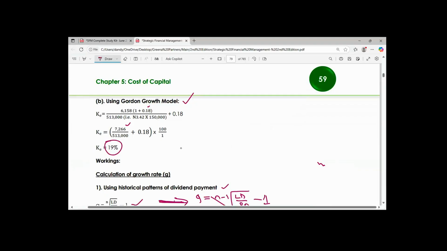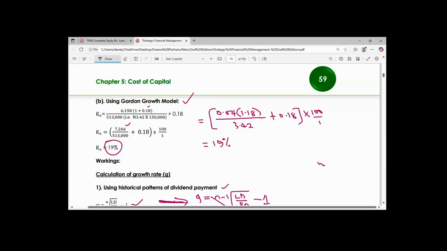If I want to use par value for this second one, the dividend per share is 0.04 multiplied by 1 plus the growth rate, that's 1.18. Then divided by the ex-dividend share price, which is 3 naira 42 kobo, plus the growth rate of 18%. All of this multiplied by 100 over 1. All right. So I will get the same thing, which is going to be 19%.